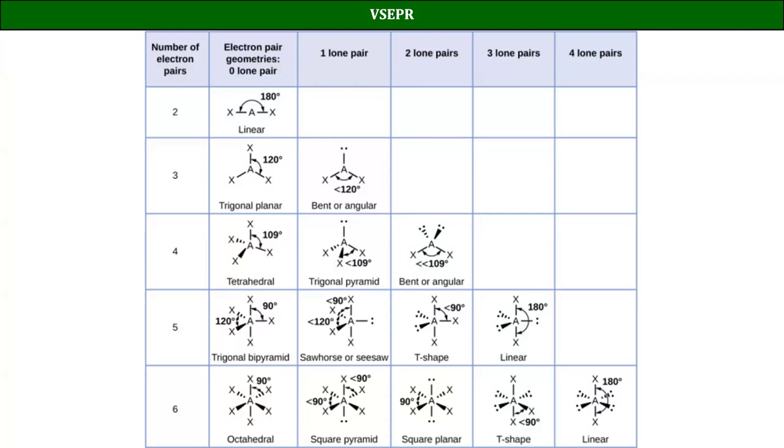This phosphorus still has five things taking up space, but we can only see four of them. So its electron geometry would be trigonal bipyramid, but its molecular geometry would be a seesaw.